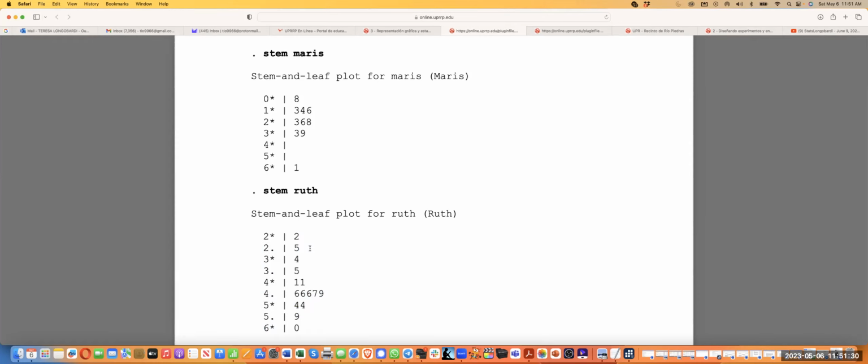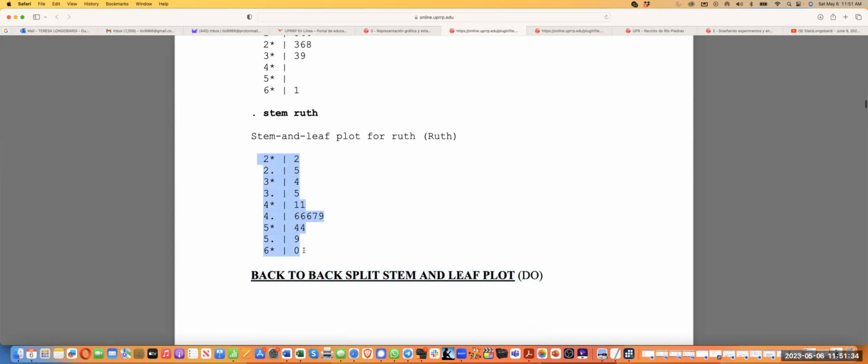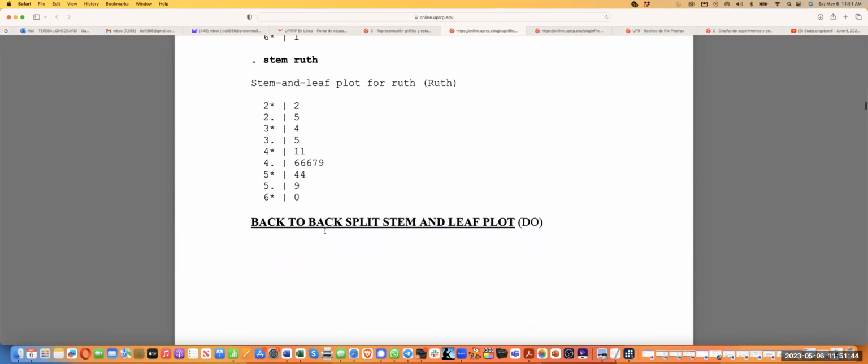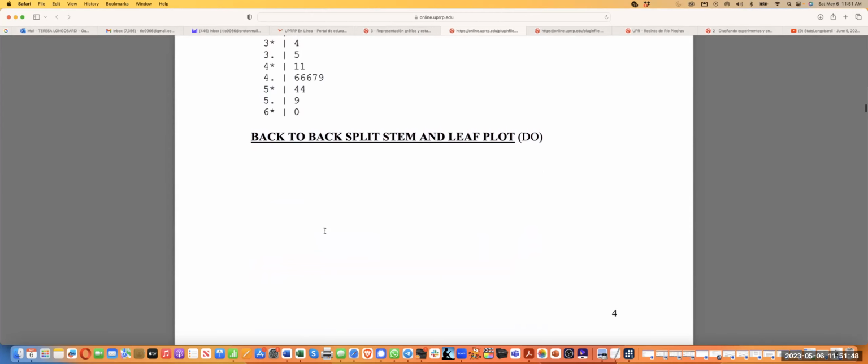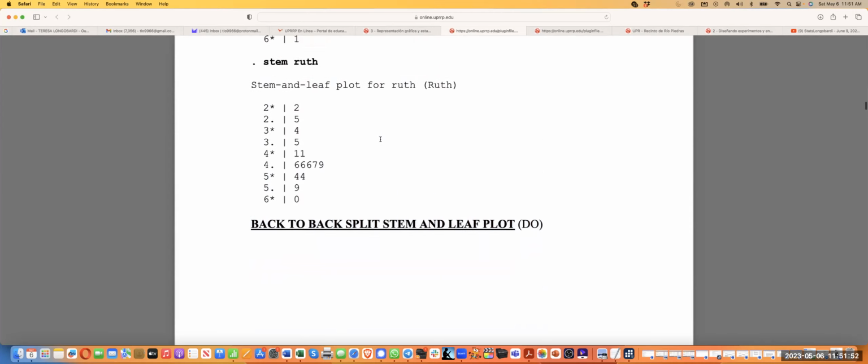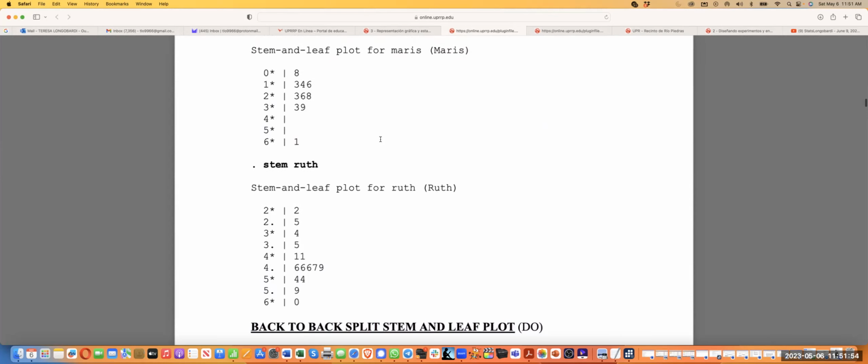The problem with this drawing for Ruth is that I did it by split, and it spread out the data to make it look really flat. But if you just go by tens, which you have enough data to do, you'll see that this is symmetric. So what I asked you to do here is to make a back-to-back split stem and leaf. No, I think you should just do a regular stem and leaf plot. So let's do that before we go.